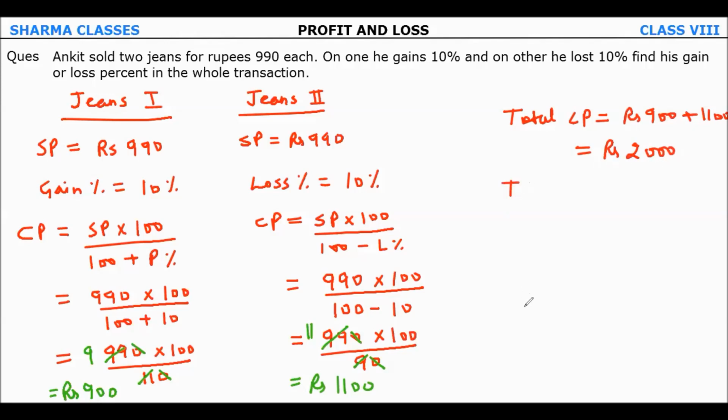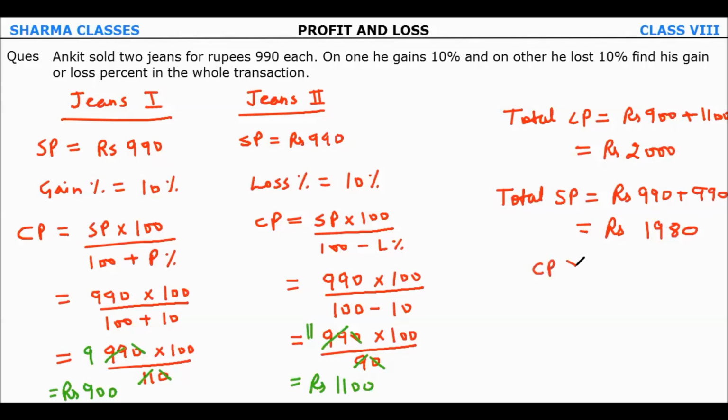And now to find total gain or loss percent, we have to find the total SP also. So total SP is what? We know that SP of first jeans, SP of second jeans. So we can find total SP from here. That is rupees 990 plus rupees 990, which will be rupees 1980. So now you can see 2000 is greater or 1980 is greater. We know that 2000 is greater.